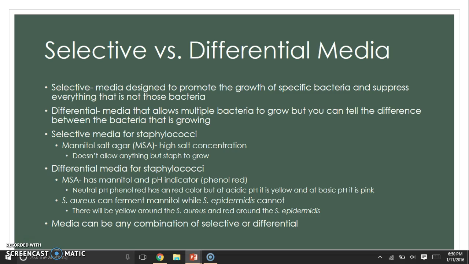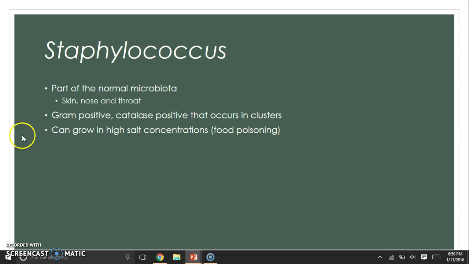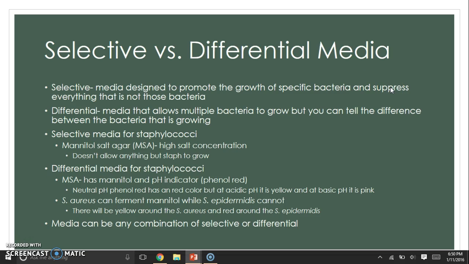All right. So we're going to be using mannitol salt agar. It's selective in the sense that it selects for Staphylococcus bacteria to grow. It's got a very high salt concentration, so everything else dies at that salt concentration, but Staphylococcus continues to grow because it can grow at those high salt concentrations. However, within that Staphylococci classification, it allows you to tell the difference between aureus and epidermidis.